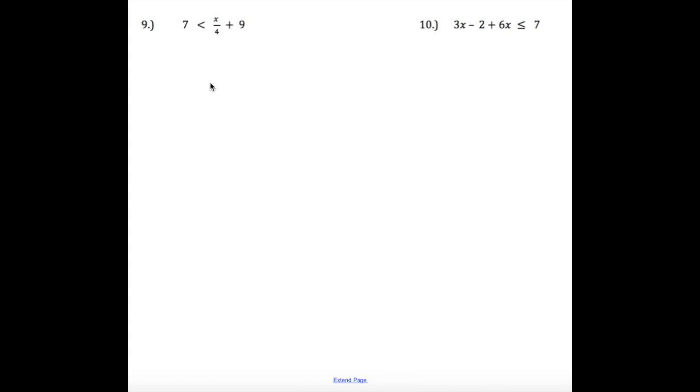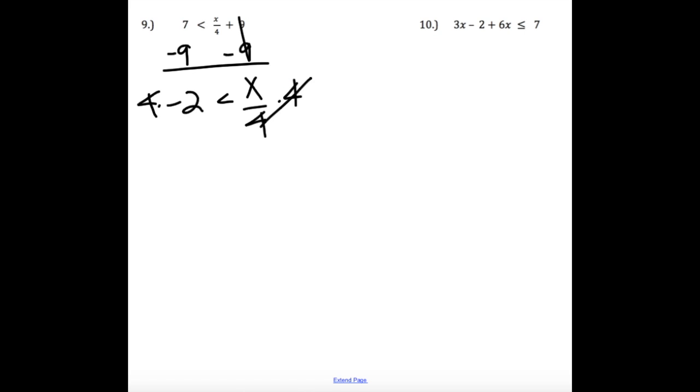Moving on to example number 9. Again, I'm trying to get x by itself, so I know I need to get rid of the 4 and the 9. Order of operations in reverse. I'm going to subtract 9 from both sides. And 7 minus 9 is -2. Oops, that kind of looks like a 4 there. So I have x over 4. I'm going to multiply both sides by 4. Again, this 4 is positive, so I'm left with 4 times -2, which is -8.